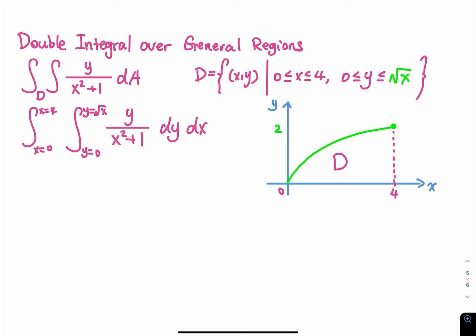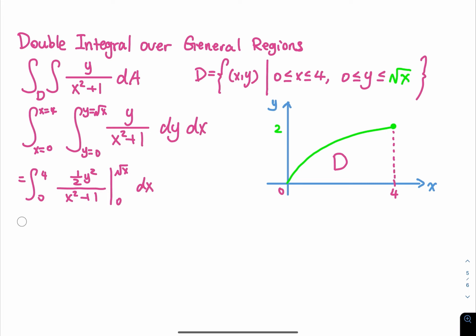Let's get started. So y is a variable that I will just do the y only. So this will be integral from 0 to 4. The integral of y is 1/2 y squared divided by x squared plus 1, and then y goes from 0 to square root of x, and then don't forget the outer integral, the dx. And then we will just do the plug-in.